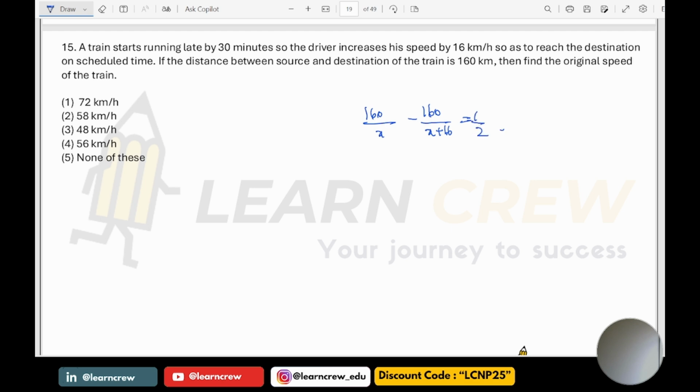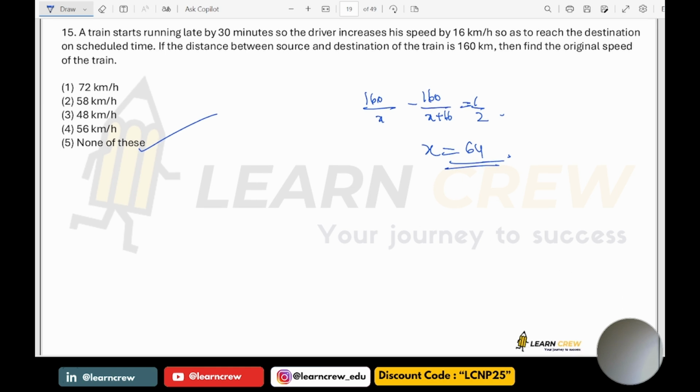So if I simplify this, what value of x is going to satisfy? x is equal to 64 is going to satisfy. Thereby the answer is none of these.